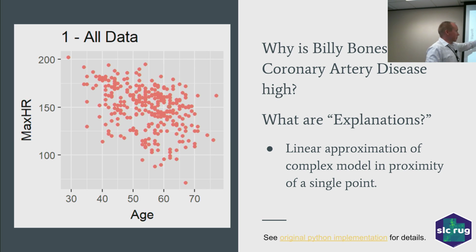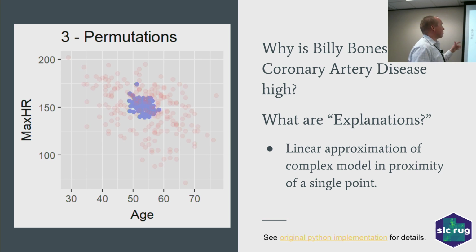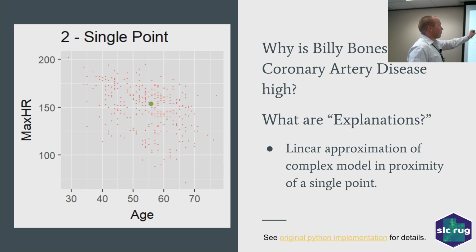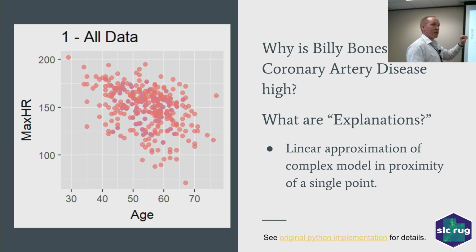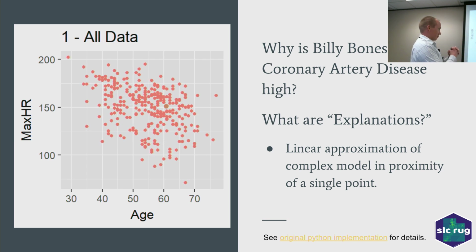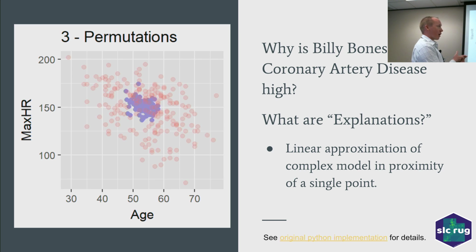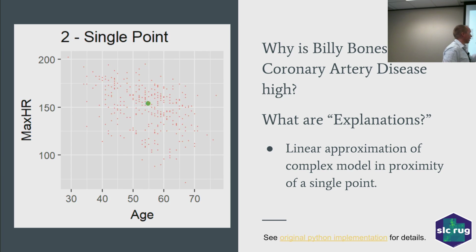I put a little visual here to give you just a portion of what is happening within LIME. Basically, the red represents all your data. You want to focus in on one single data point, and then you create a bunch of permutations around this data point using your model, and then you fit a linear model. These explanations are basically linear approximations of this complex model in that local area, right?